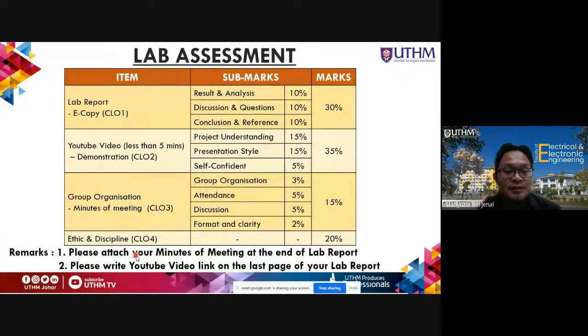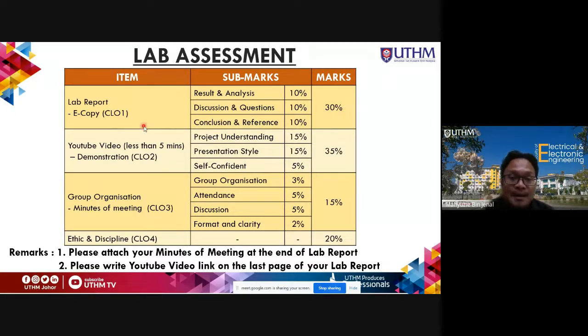Alright, this is the lab assessment. So we have divided into several parts according to your CLO. Since we have altogether 4 CLOs, these 4 as well will be assessed. Okay. So first, we have the lab report, the e-copy. So this is the sub-marks or the sub-item. So you should have result analysis in your report. That gives 10%. So you should have discussion and questions. You must answer all the questions, that gives 10%. And then a proper calculation, a good reference will give another 10%. Together, CLO number 1 or the lab report carries 30%.